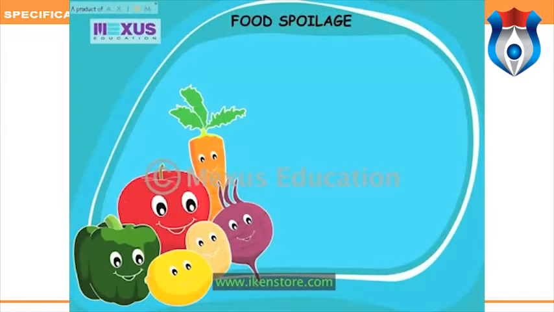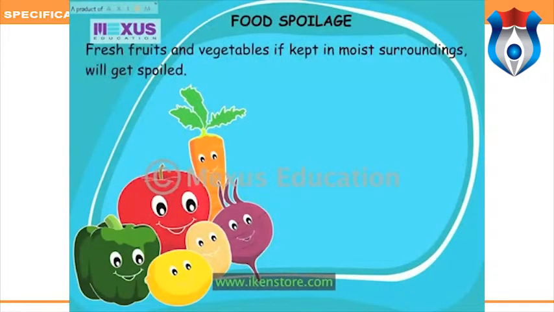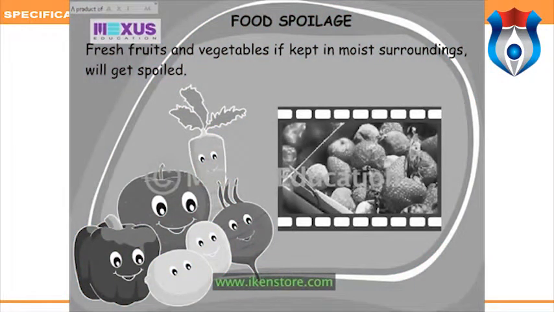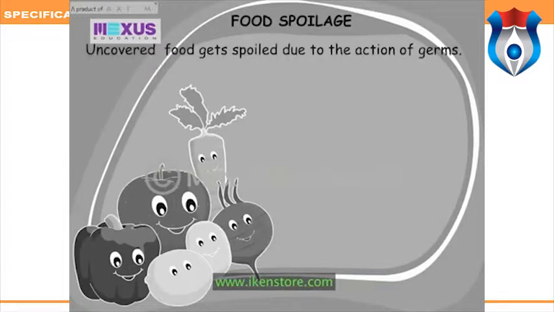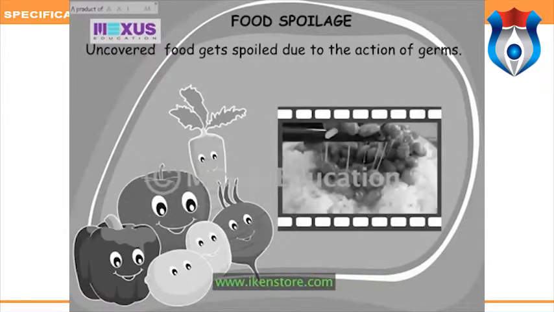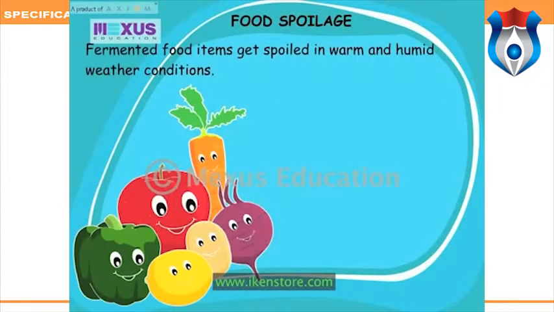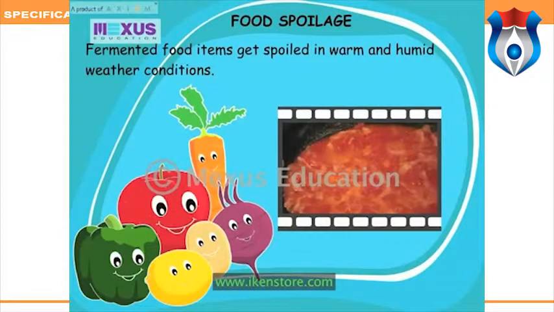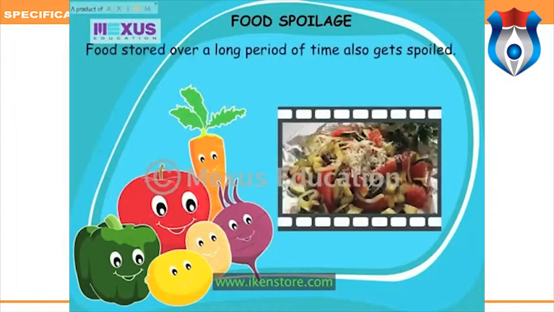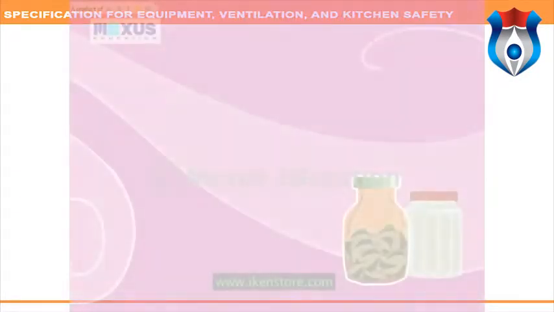Food spoilage. Fresh fruits and vegetables, if kept in moist surroundings, will get spoiled. Uncovered food gets spoiled due to the action of germs. Fermented food items get spoiled in warm and humid weather conditions. Food stored over a long period of time also gets spoiled.